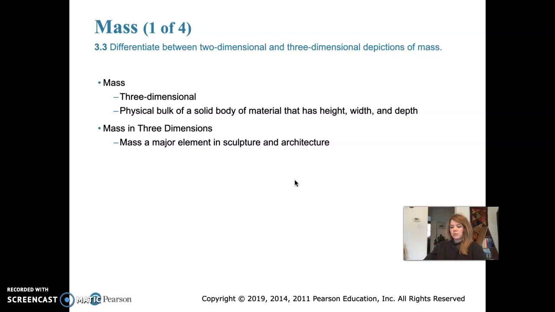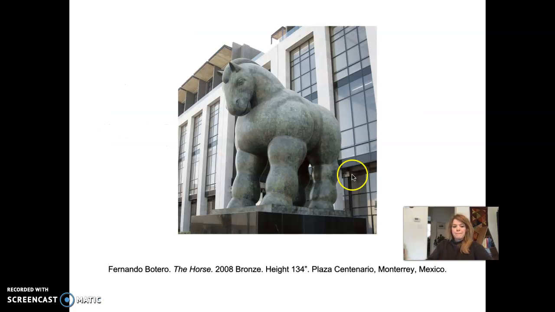So we're going to talk about mass. A two-dimensional area is called a shape, but a three-dimensional area is called a mass. Mass has height, width, depth, as I mentioned earlier. When mass encloses a space, it is called volume. So we're going to look at this piece by Fernando Botero, The Horse, from 2008. It's bronze. It has a very large height of 134 feet. And it's in Plaza Centenario in Monterrey, Mexico.